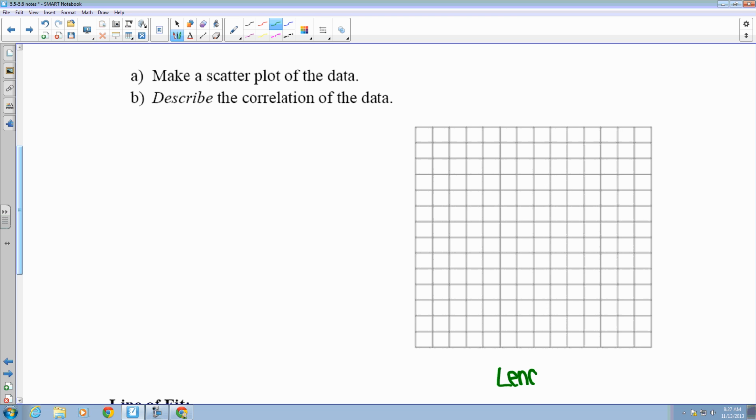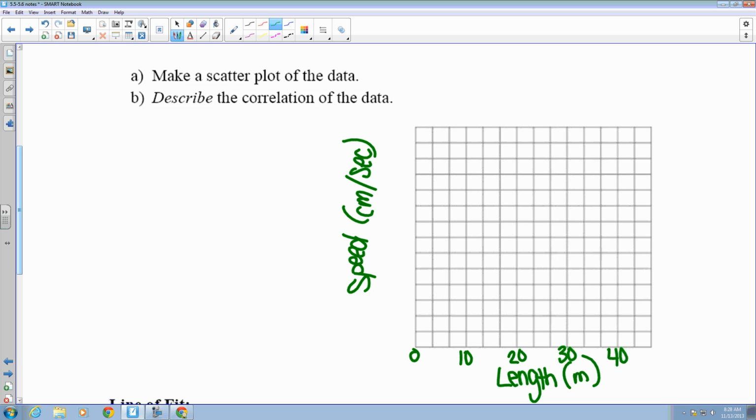Bottom is going to be the length of the fish in centimeters. I say we should go by tens. And up the side is going to be our speed of the fish in centimeters per second. Go by 50s in this general direction. Okay, so now I'm going to plot all these points. The first one is 37.8, 148. It's going to be about right here. Again, this is all just kind of guessing where these points are.